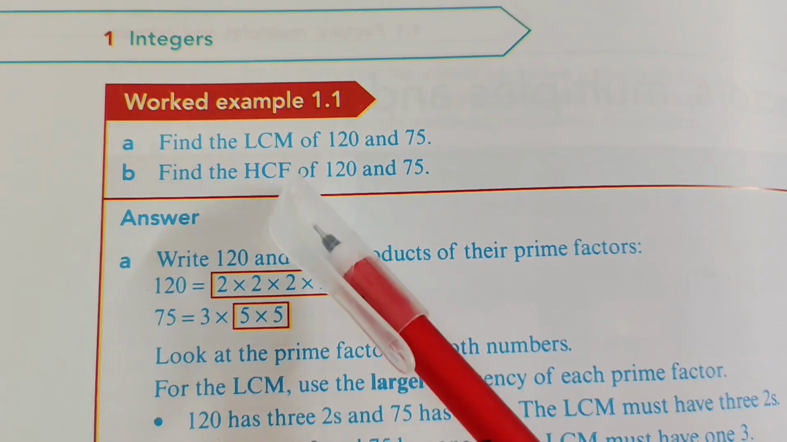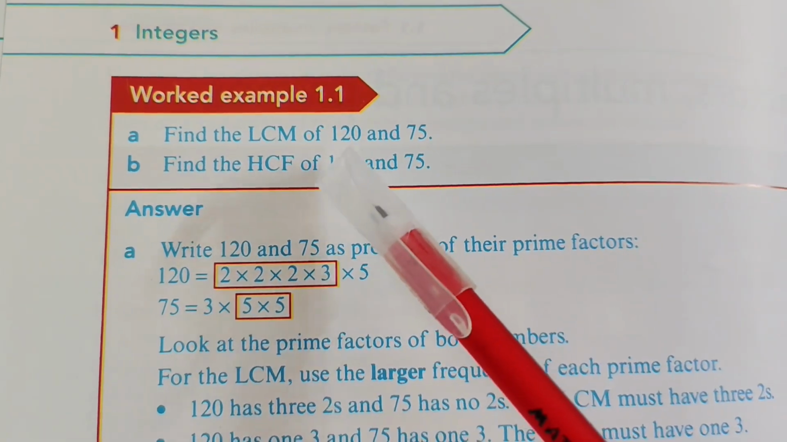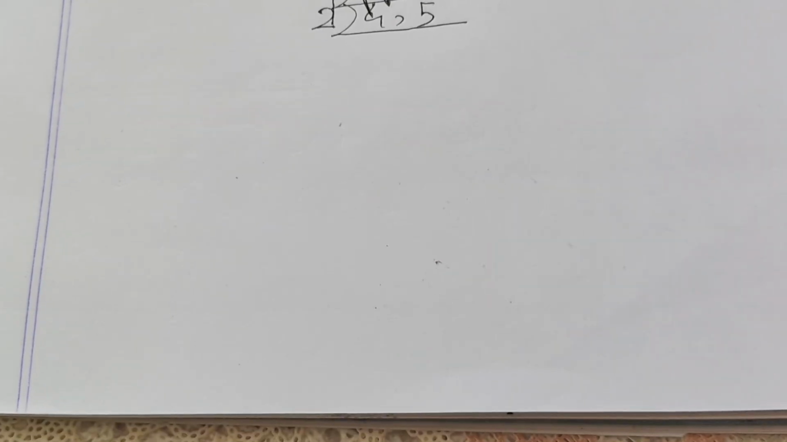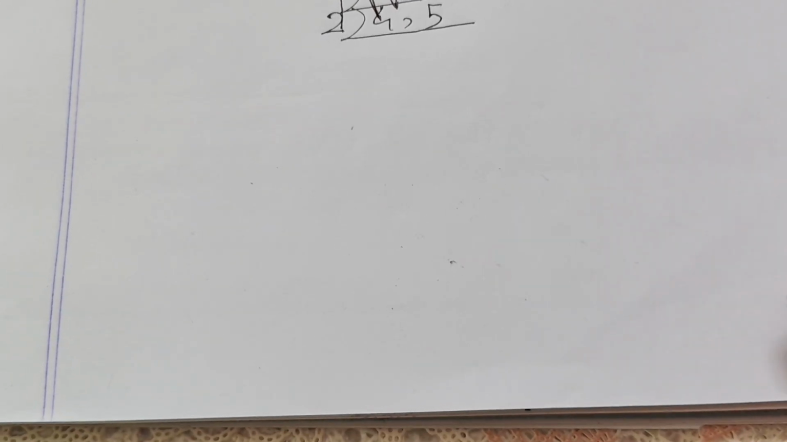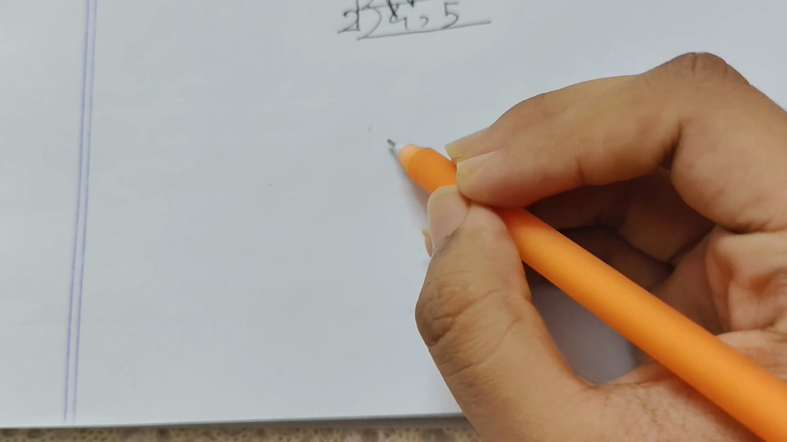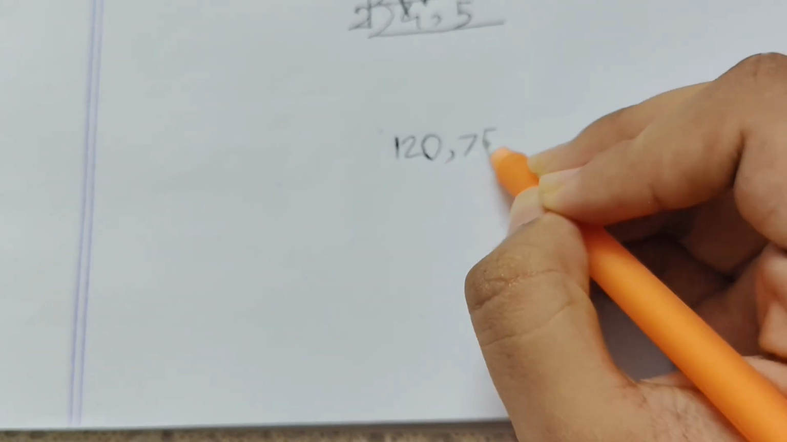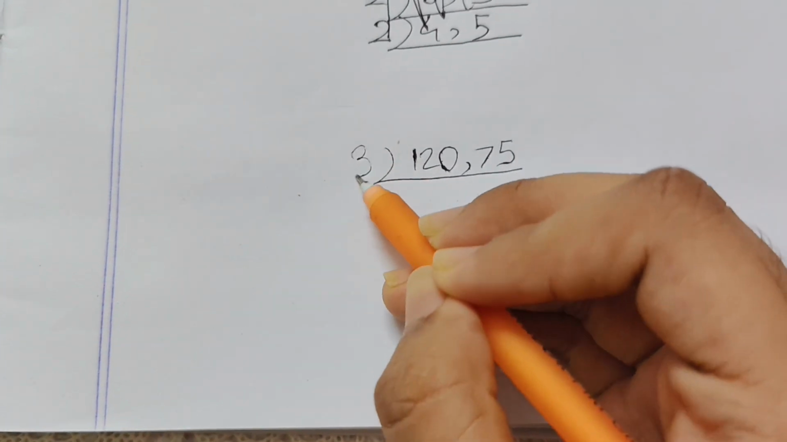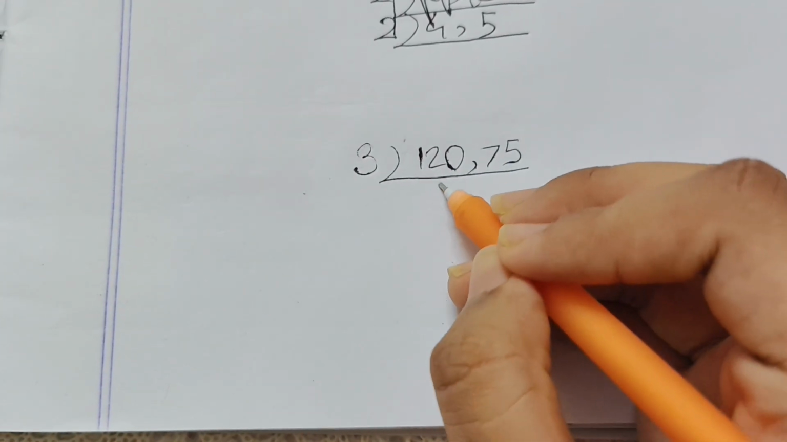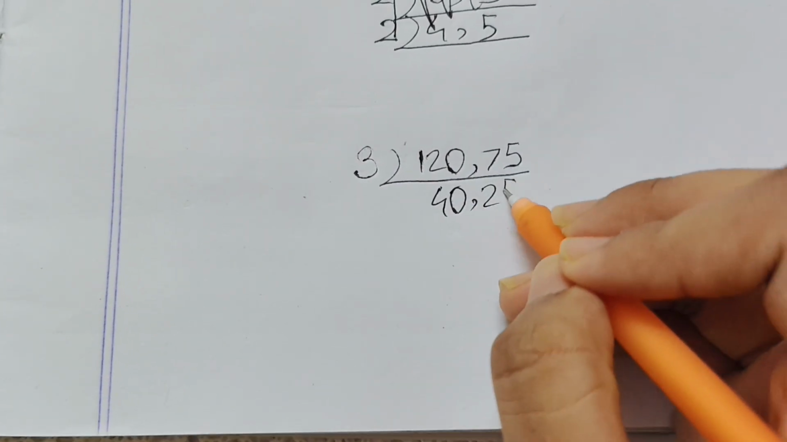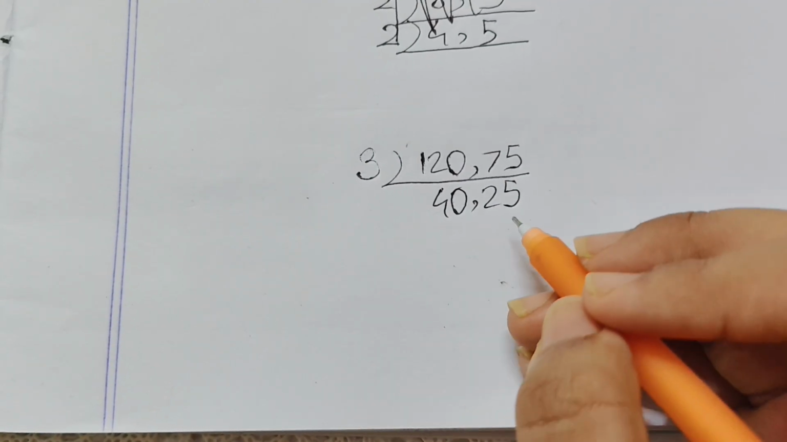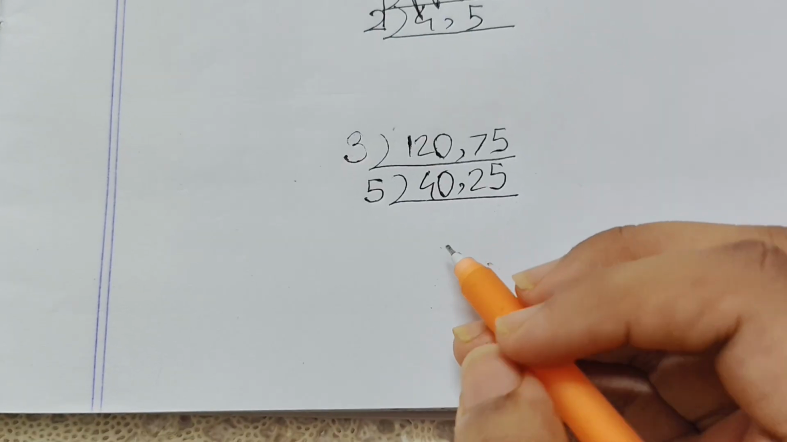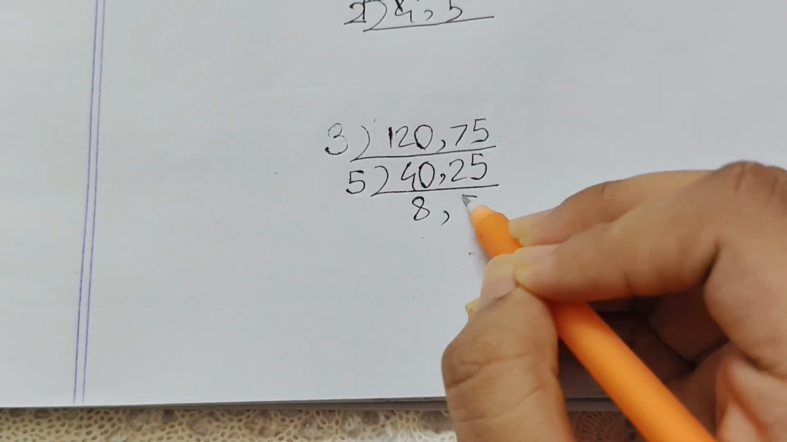On to our first worked example. Find the LCM and HCF of 120 and 75. Now to find the HCF and LCM, we have to do the same method. These two are divisible by 3, which gives us 40 and 25. 40 and 25 are divisible by 5, which gives us 8 and 5.